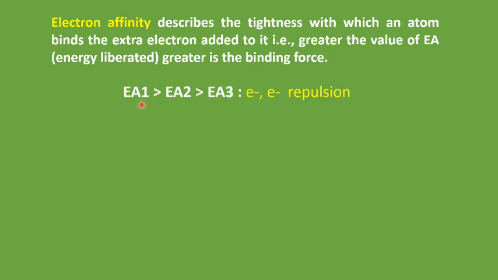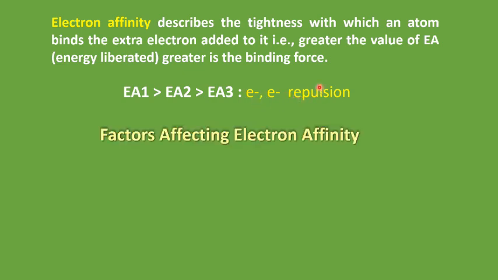Similar to ionization energy, electron affinity also has successive electron affinity values. The first electron affinity has a higher value than the second and third because in the first electron affinity, energy is released. However, for the other successive electron affinity values, these are negative and this is positive due to electron-electron repulsion. Now, factors affecting the electron affinity.